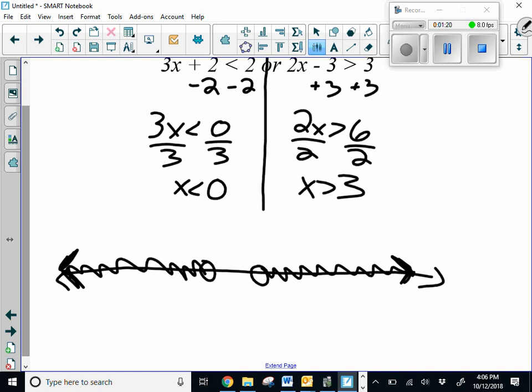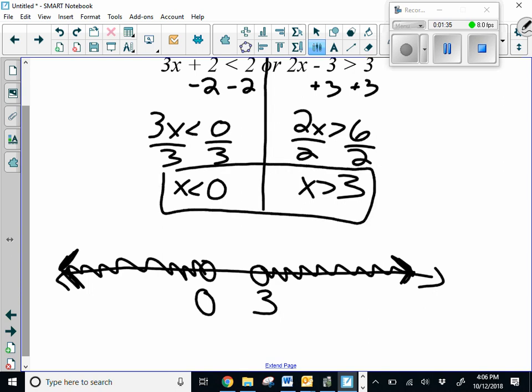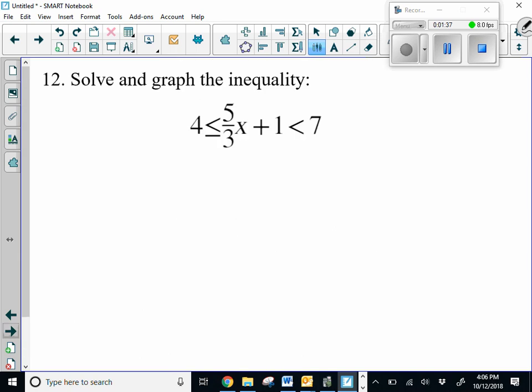So if we think about the one that's less than, that's this guy over here, so that would be the 0. The one that's showing greater than, that's this one over here, so that would be our 3. Now, if you think about it, that makes sense, right? The 0 comes before 3 on the number line. So this all checks out. Cool.